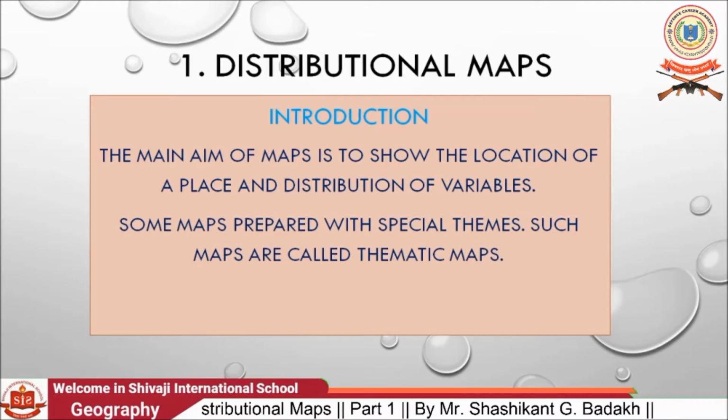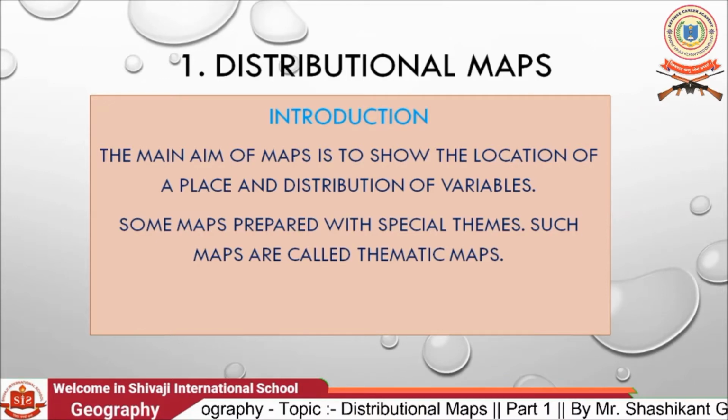Let us see what is meant by thematic maps. Some maps prepared with special themes, such maps are called thematic maps. So, the maps prepared with special themes have something special in them. Suppose we want to show the population distribution, or we want to show the cattle distribution or the rainfall and temperature, likewise something special. So, these maps are known as thematic maps.